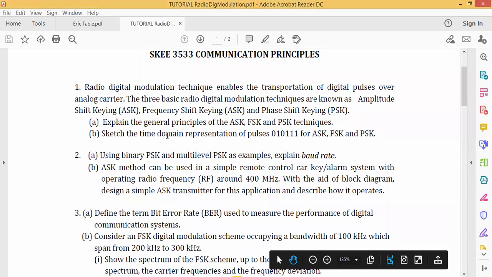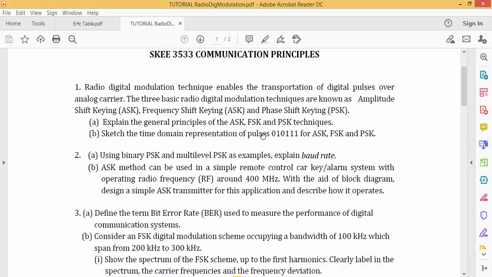Next, sketch the time domain representation of pulses. You're given a pulse, which is our information signal or digital signal. You need to sketch what the outputs are for ASK, FSK, and PSK.